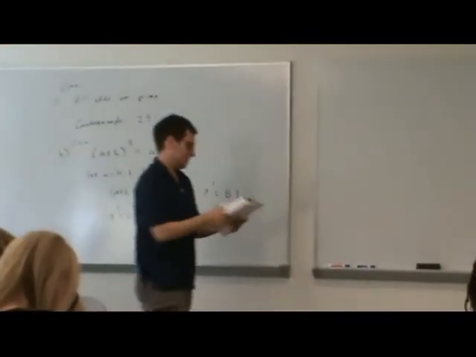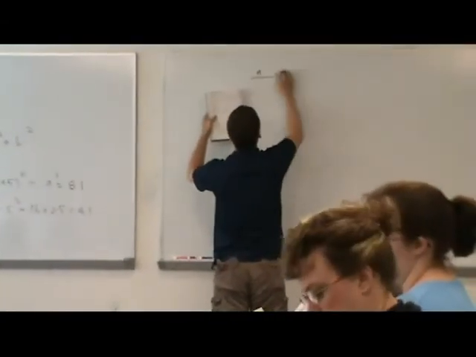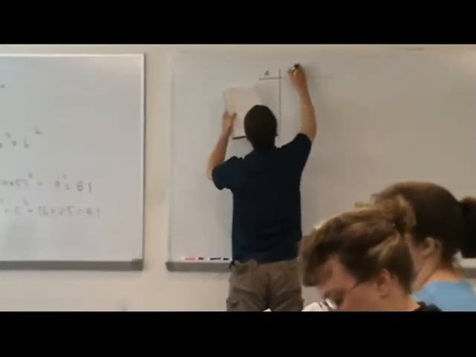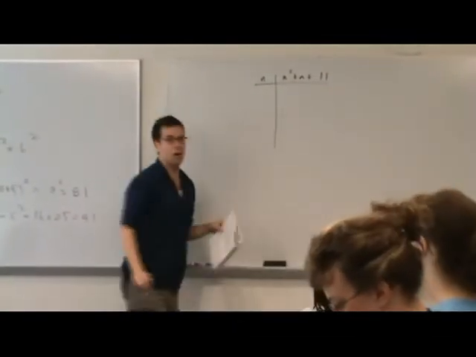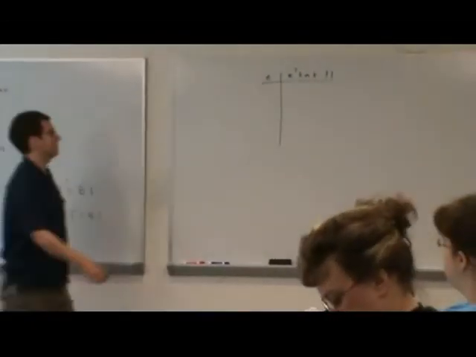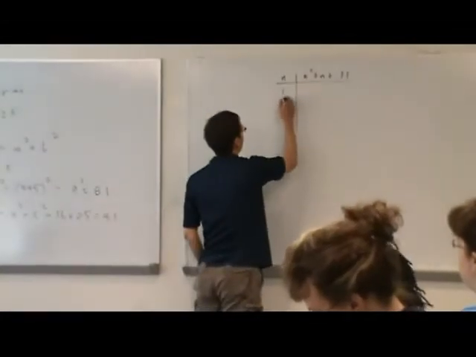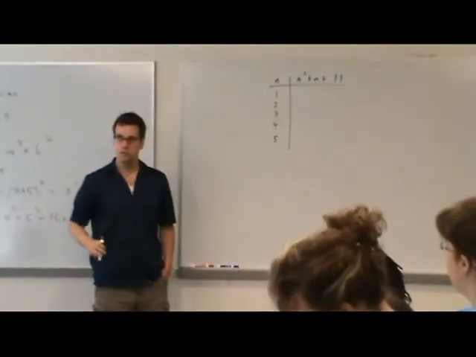So, Tiana conjectures, and that means she guesses, that the equation n squared plus n plus 11 always returns a prime number. And if you look at the first 5 values of n, she's right on the money, isn't she?